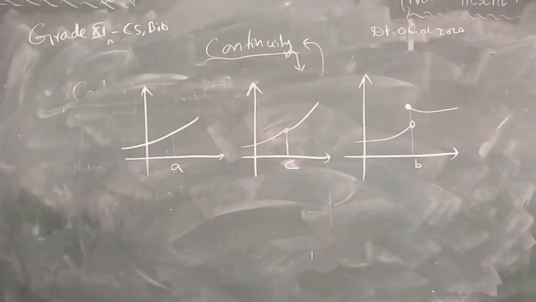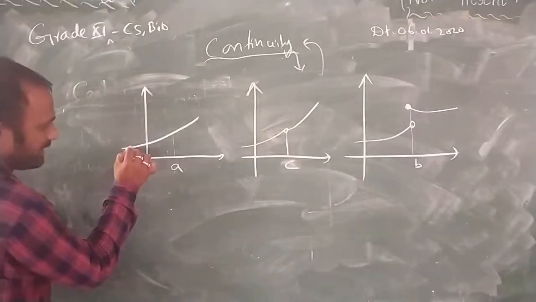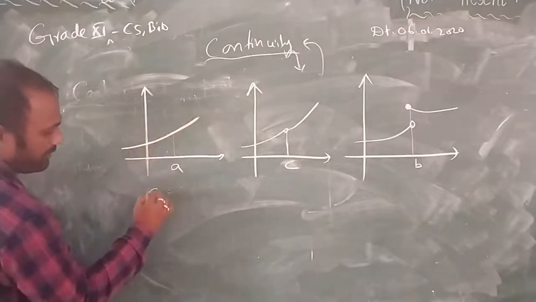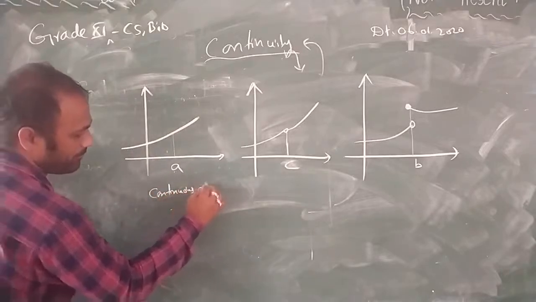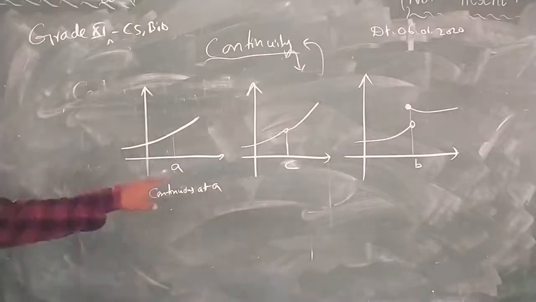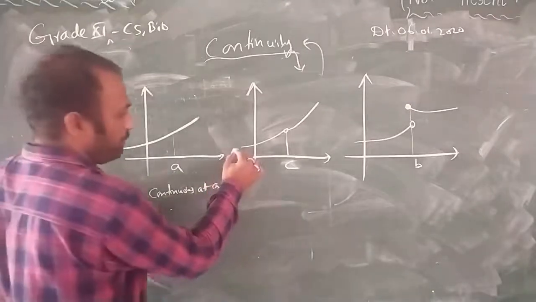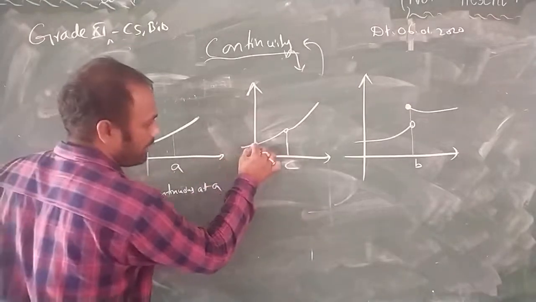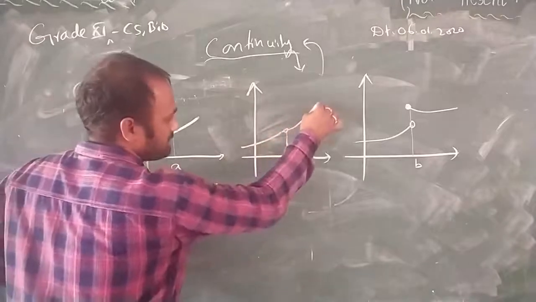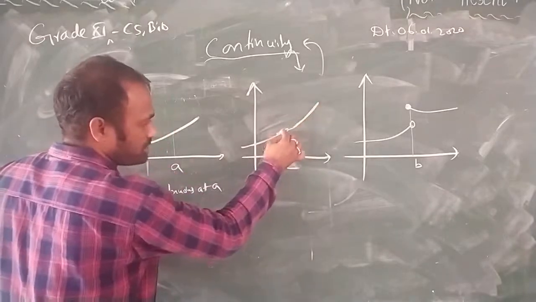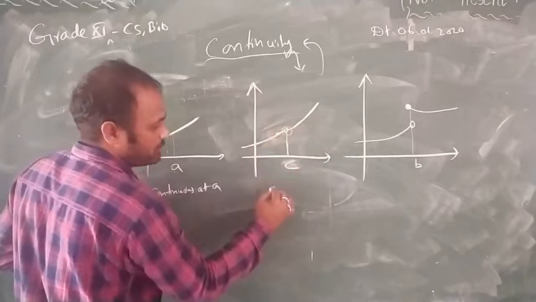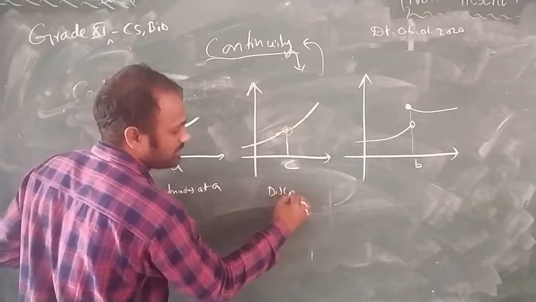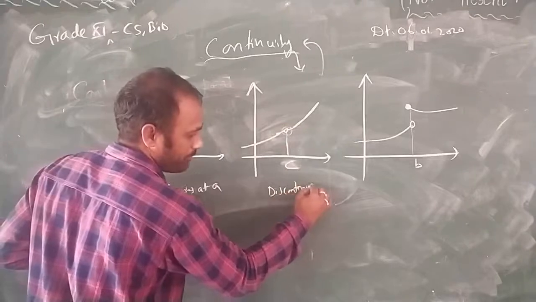If you observe these three graphs, the first is continuous, there is no break at all, so we can say that this graph is continuous at A. Here in the second graph, left hand limit as well as the right hand limit are approaching towards this point, but here it is showing a break. So we can say that this graph is discontinuous.